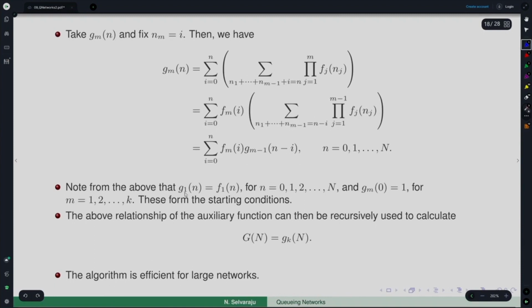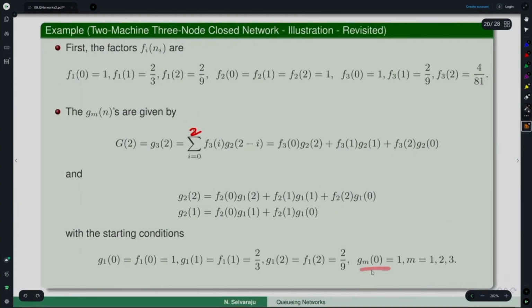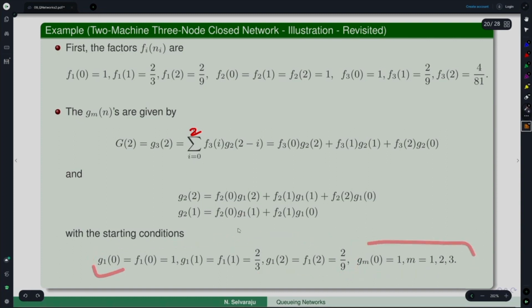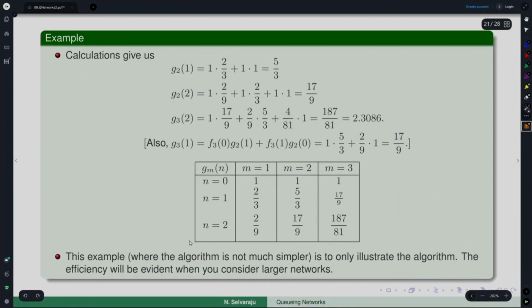So, what you have here is G1 of n is F1 of n and Gm of 0 is 1. So, Gm of 0 is 1 for m equal to 1, 2, 3, and G1 of n is basically F1 of n, where n is 0, 1, 2. So, G1 you will get from the starting condition, and Gm of 0 you will get from the starting condition. Then once you get G1, you compute G2 recursively, then you compute G3 and so on.